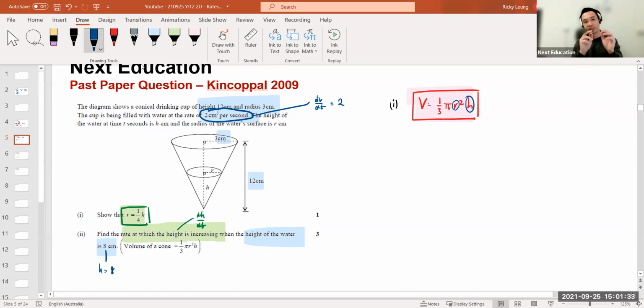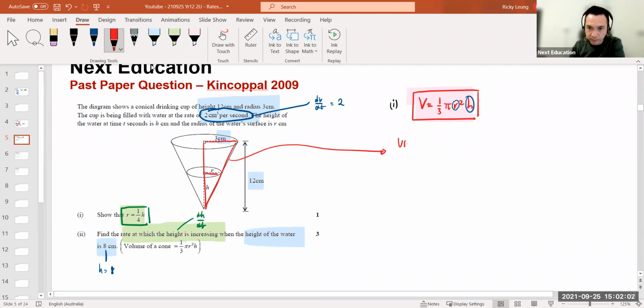So what do they do? They give you a relationship, in this case in the form of similar triangles, to find r in terms of h. Then you sub a quarter h into r, and you only get h's in your volume. That's important. They always do that whenever you've got two letters. Like I said, it's all to do with similar triangles in this diagram. So guys, I'm going to take that triangle here.